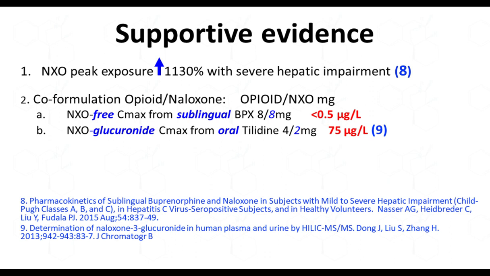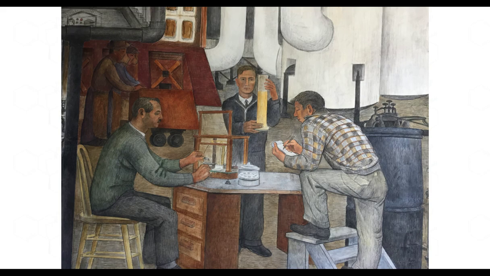But in the one study I could find where they developed and validated a method for naloxone glucuronide, this is oral rather than sublingual administration, and it's tilidine rather than buprenorphine. But it is naloxone, and actually a lower dose of naloxone, and they measured over 100-fold higher concentrations when they were measuring naloxone glucuronide. So we feel that that's consistent with our hypothesis that the drug is absorbed, but just rapidly glucuronidated and therefore inactivated.